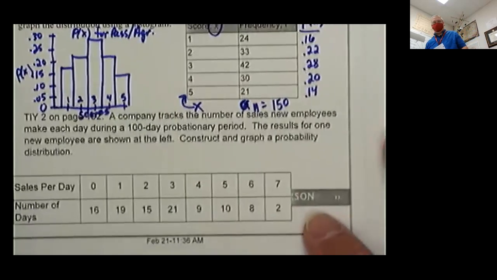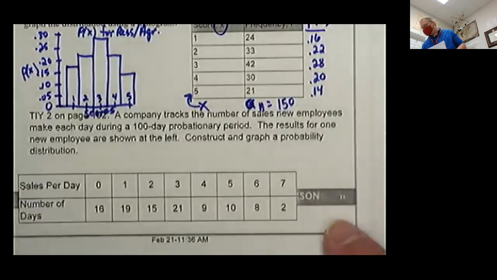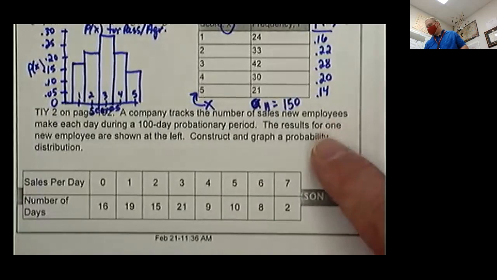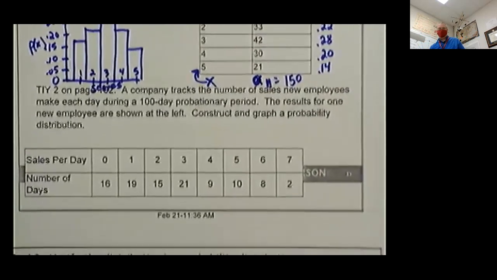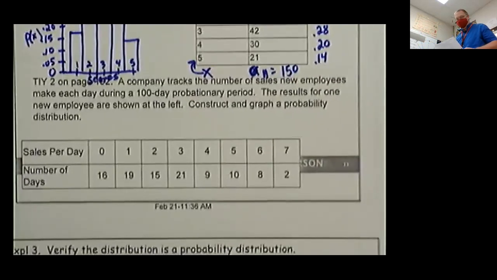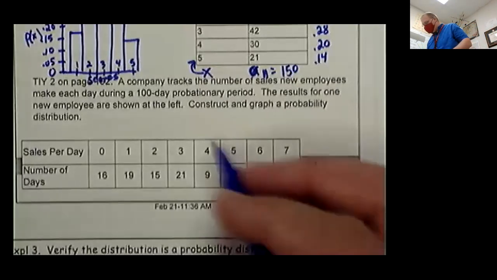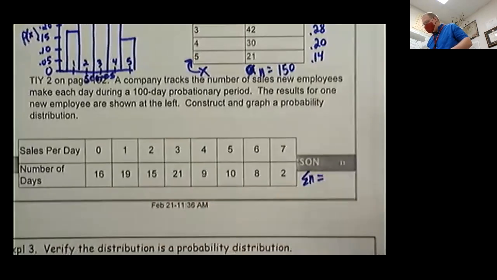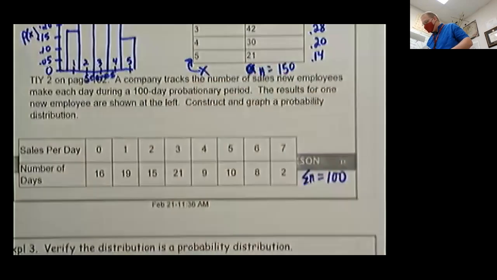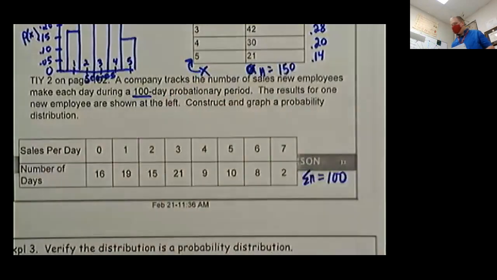Try Yourself 2 on page 102. A company tracks the number of sales new employees make each day during a 100-day probationary period. The results for one new employee are shown at the left. Construct and graph a probability distribution. So we're going to do the same thing. In fact, if you want to go ahead and pause your video, try and come up with your own distribution and see if we get it correct. So the first thing we need to do is find n. So if we sum up all the f's, all the frequencies, we're going to get 100. And we know that it had to be 100 because there was a 100-day probationary period.